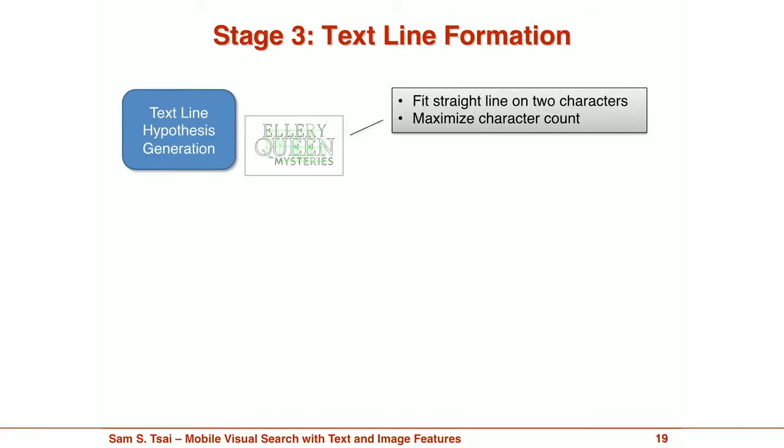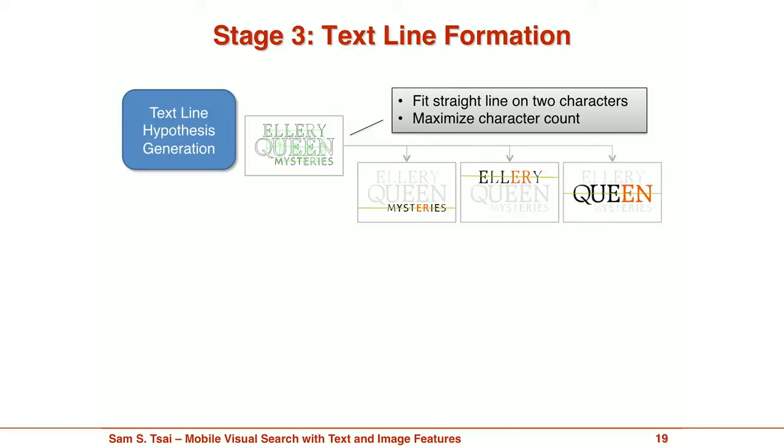Finally, in the last stage, we form the text lines. From connected sets of character candidates, we pick two characters to form a straight line. We would then attach other characters onto the line based on the distance. We do this exhaustively for a set and pick the text line that yields the most characters. For this case, it will first give us "Mysteries", which is of 9 characters, and then "Ellery", which is of 6, and finally "Queen", which is of 5.